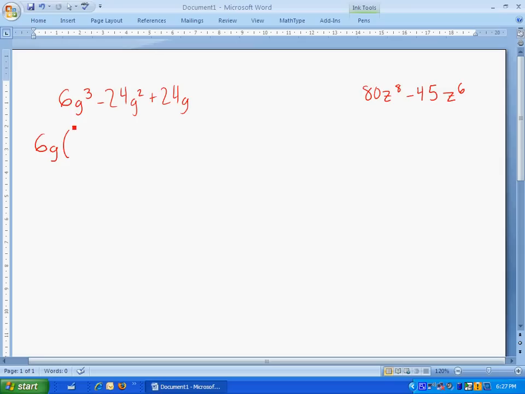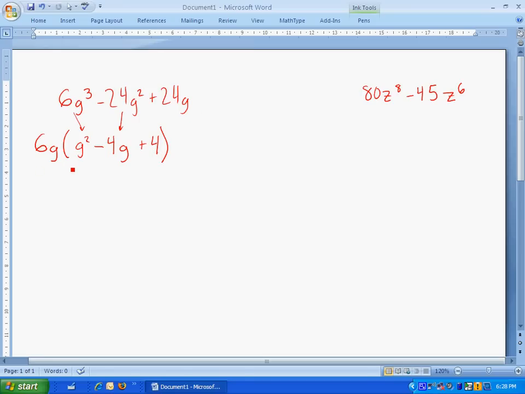So if I divide 6g out of 6g cubed, then I'll be left with g squared. So this will turn into that. If I divide negative 24 by 6, I'm going to get negative 4, and g squared divided by g will give me g, so this will turn into that when I take the 6g out. And then if I take 24g and divide by 6g, then I will end up with plus 4. And the g's will end up canceling out. I will take that out and there won't be any g's left.